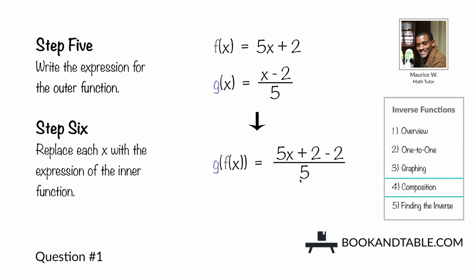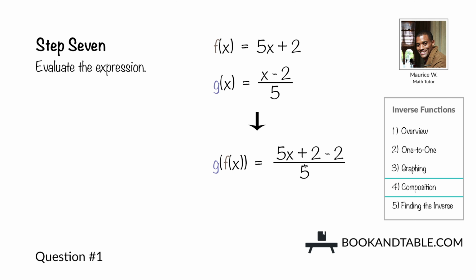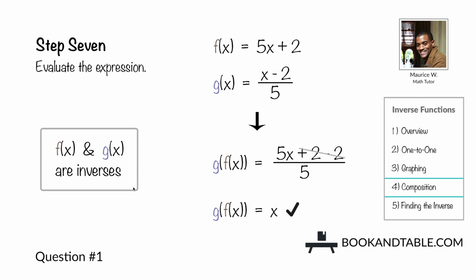And now we can evaluate this fraction. Positive 2 and negative 2 cancel each other out, leaving us with 5x over 5. And 5 over 5 cancel each other out, leaving us with just x. So since f of g of x and g of f of x both resulted in x, that lets us know that f of x and g of x are inverses. So that is the answer to question number 1.